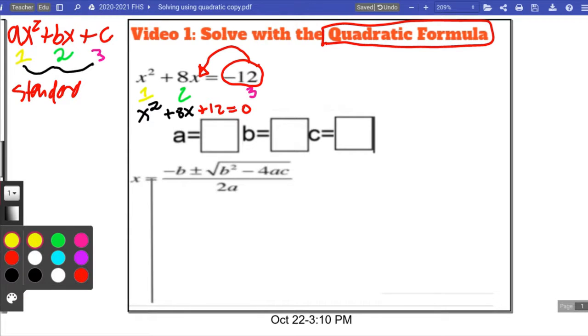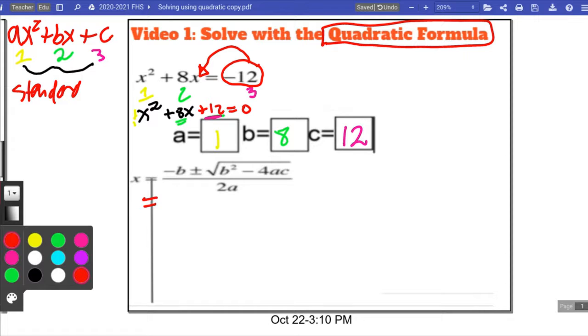All right, now the A term, which is supposed to be right here, there's an invisible 1 right here. A term is 1. The B term, which is right here, that is 8. The C term that we have now moved over is right here. The C term is 12. Now we're going to use those three numbers to plug in the quadratic formula. This is when we start doing the work.